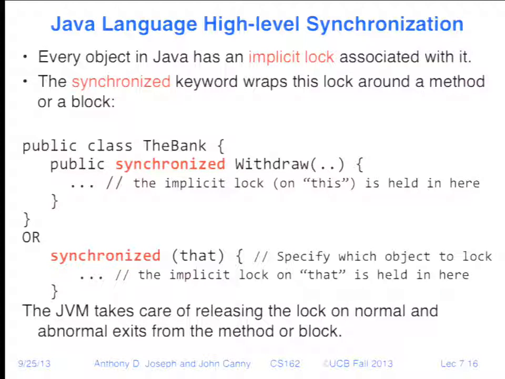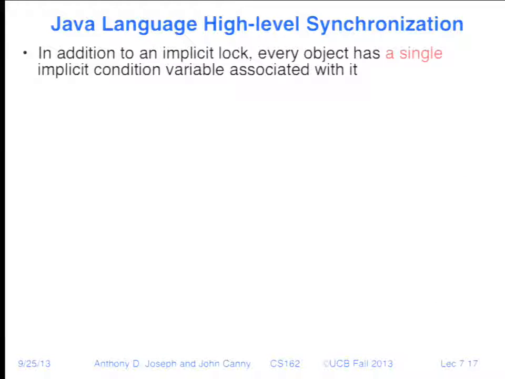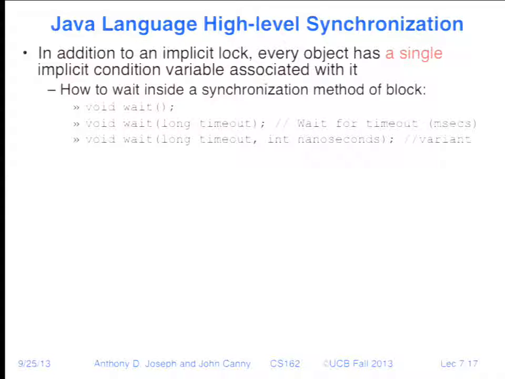And so in Java, the virtual machine's taking care of allocating and releasing the lock on normal and abnormal exits, which is very nice. So in addition to the implicit lock, there's a single implicit condition variable associated with it. And that allows you to implement waiting and signaling or notifying very easily.